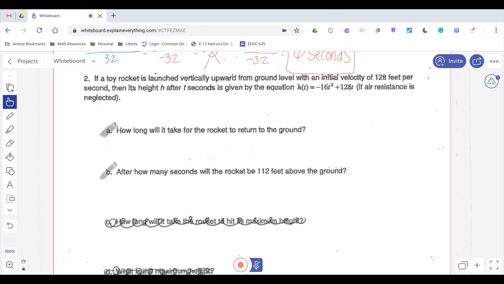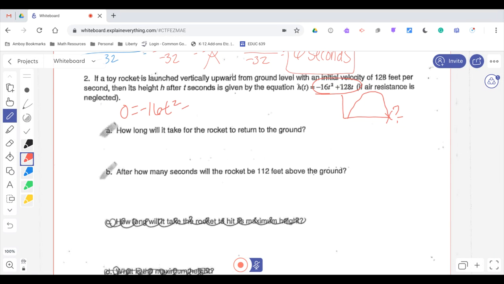Okay. Now notice there's no number on the end of negative 16t squared plus 128t because our rocket started from the ground. So now we want to know, when is it going to hit the ground? This point right here. Okay. So I'm just going to take my equation here as it is, set it equal to 0. And then I'm going to solve. So I can still use that quadratic formula as long as I remember that C is 0.